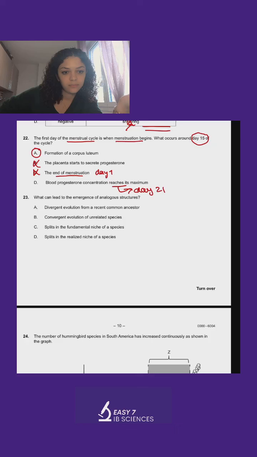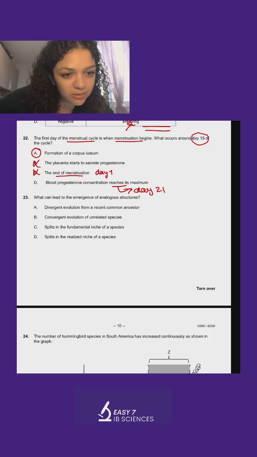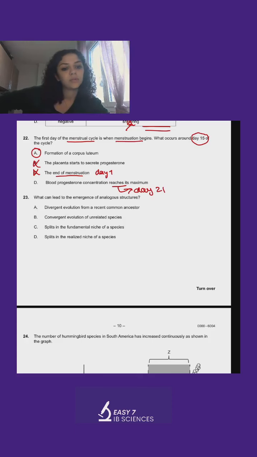Okay, so blood progesterone reaches its maximum to help maintain that wall, and eventually, when no baby implants, it shreds. Someone said progesterone is catabolic. Progesterone, no, so both hormones help with the growth and also the breakdown.